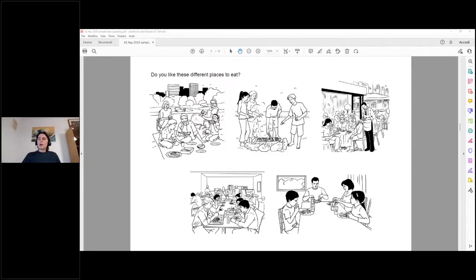Now I'm going to ask you some questions concerning these pictures. In particular, my question is, do you prefer eating with friends or family? So answer this question. What's your opinion? Why? Why do you prefer eating with friends? Or why do you prefer eating with family?